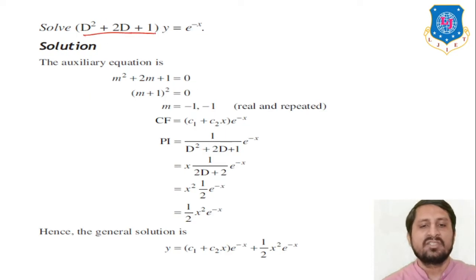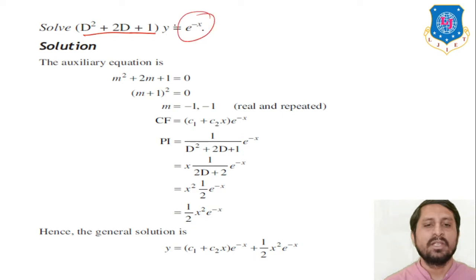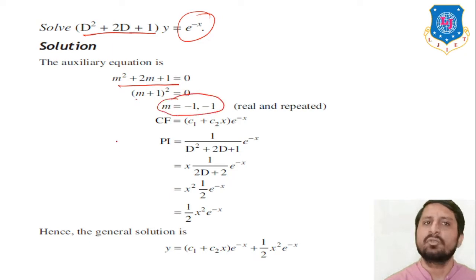(D square plus 2D plus 1) y equals e raised to minus x. So m square plus 2m plus 1 equals 0, (m plus 1) whole square equals 0, m equals minus 1 twice, repeated real roots. Very clear. This type of example we already discussed in the previous session.